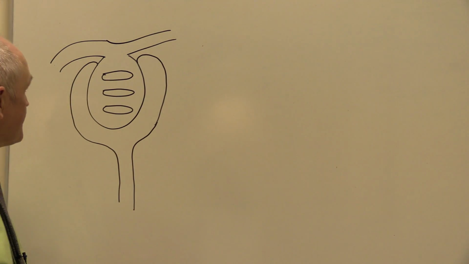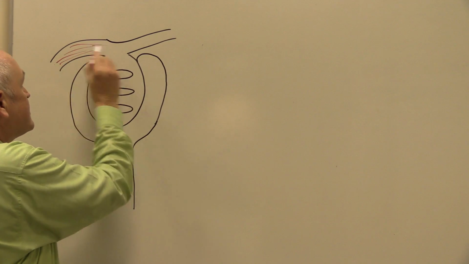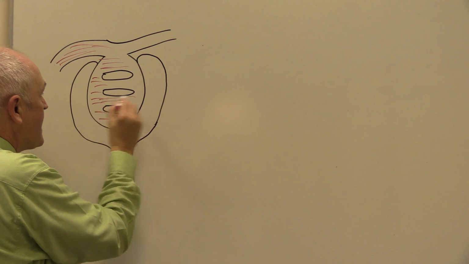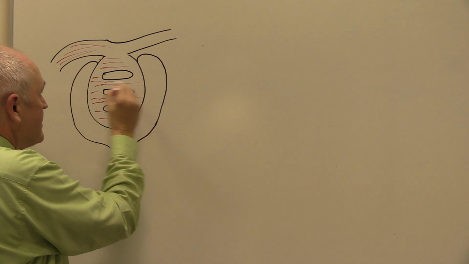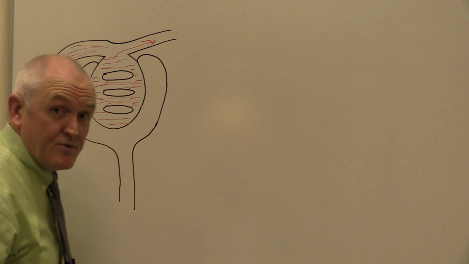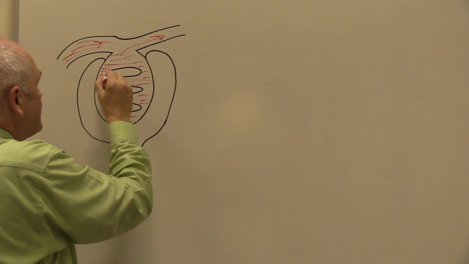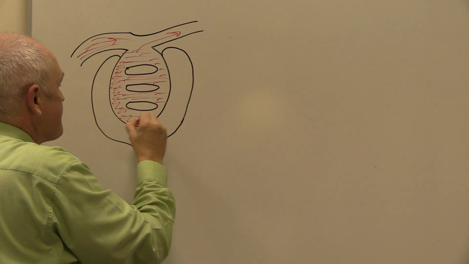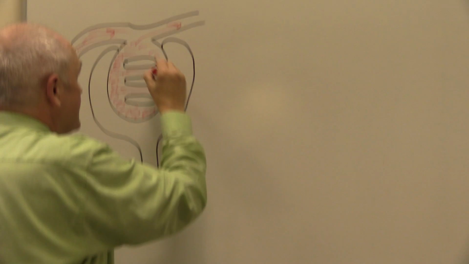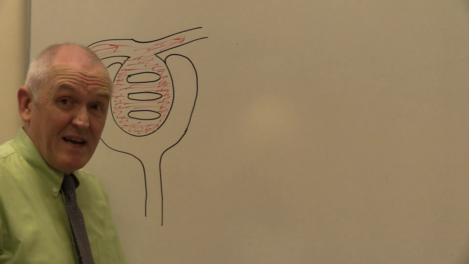convoluted tubule. So the blood's coming in here, circulating through these capillaries, and draining into the efferent arteriole. So these are all the capillaries in here. The glomerular capillaries. This ball of capillaries, which is the glomerulus.